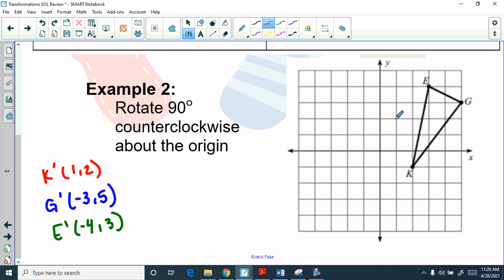So 1, 2, negative 3, 5, and negative 4, 3. And there's my new shape.